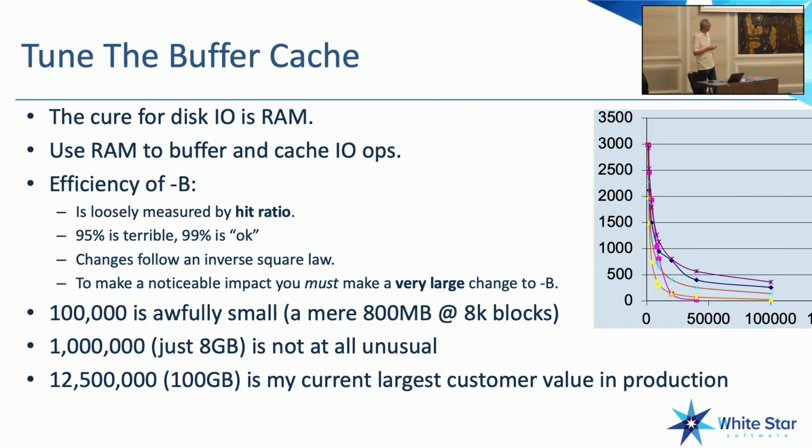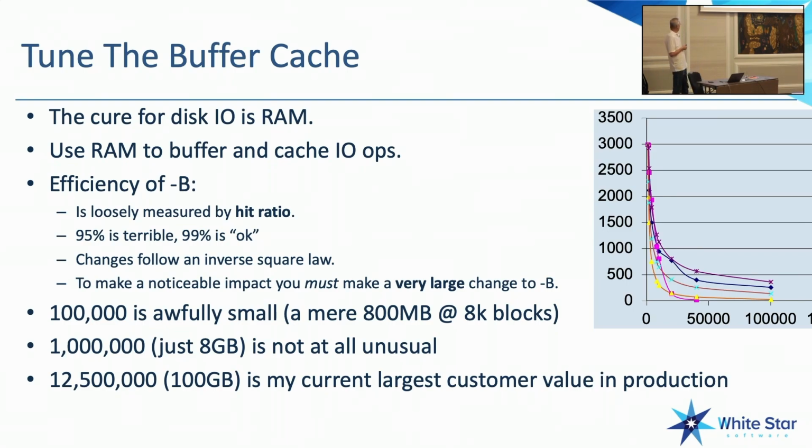And to improve the hit ratio, though, because of that inverse square relationship, you need to make big increases. You can't just change it by 5 or 10%. You got to double it or multiply it by 10 or something like that. You can't make a small change and expect to have much of an impact.